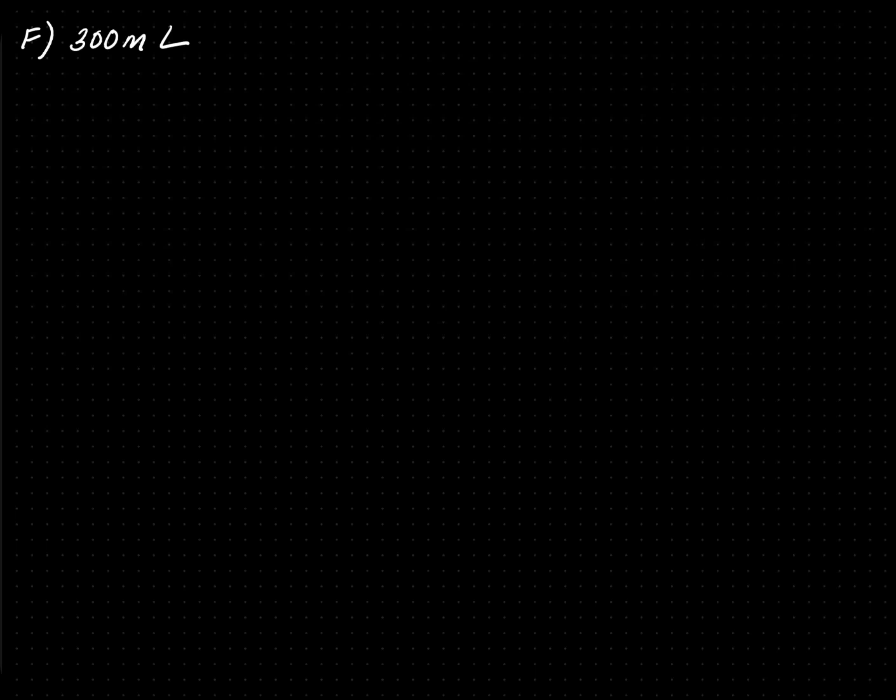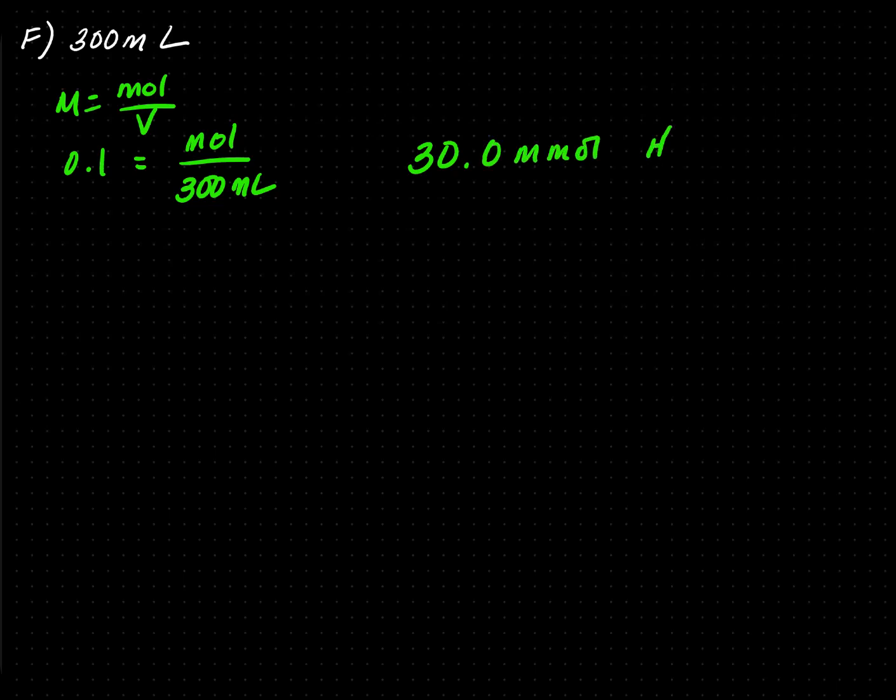Now 300 mLs of the strong acid is added. So we need to find the number of moles to see how much of the weak base or the strong acid is neutralized. So molarity is equal to moles per volume. Molarity is still 0.1. The moles are what we're looking for, and my volume is 300 milliliters. This equals 30.0 millimoles of HCl added.